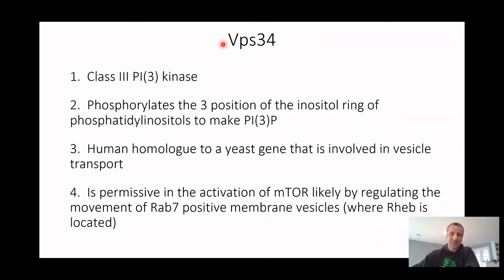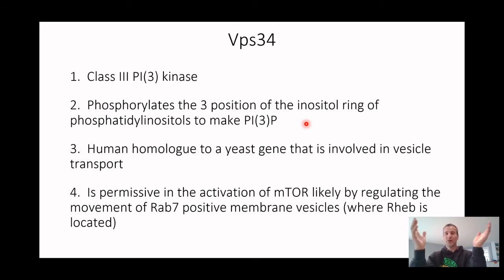And this is the vesicle protein sorting molecule, the 34th of these. It's a kinase, but it's one of the oldest kinases in our cells. It's a class 3 phosphoinositide 3 kinase. So it's like PI3 kinase, but it's slightly different in that it's going to phosphorylate the 3 position of the inositol ring to make PI3P. PI3 kinase makes PIP3. This makes PI3P. It's a slightly different structure.